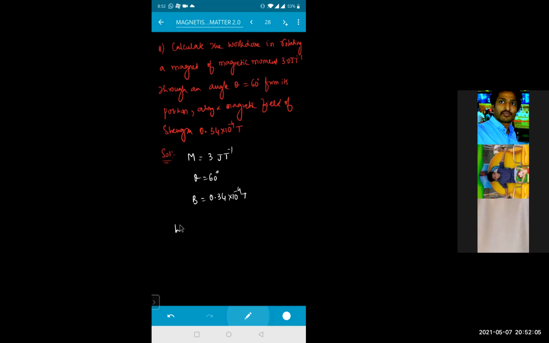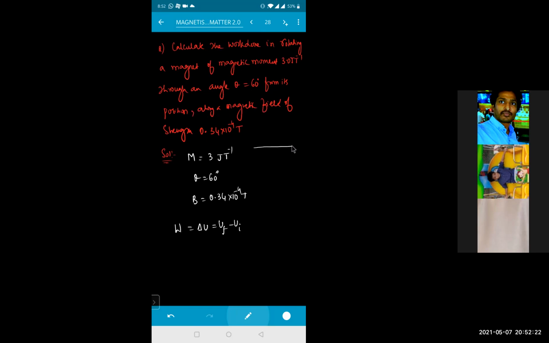So it's asking us to calculate work done. Work done is nothing but change in potential energy, that means final energy minus initial energy, isn't it? So from which position are we going? Find the work done in rotating a magnet of magnetic moment 3 through an angle of 60 degrees from the position along the magnetic field.